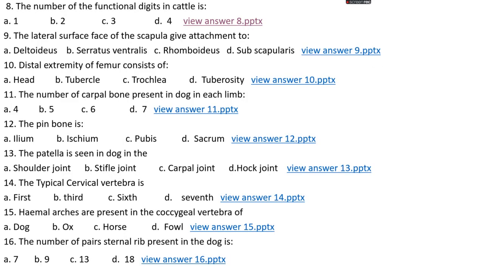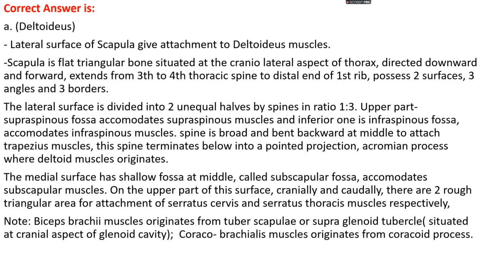Okay. Question number 9. The lateral surface of the scapula gives attachment to: option A, deltoideus muscle; option B, serratus ventralis; option C, rhomboideus; option D, subscapularis. The right answer is option A, that is deltoideus. Okay, the scapula lateral surface gives attachment to the deltoideus muscle.